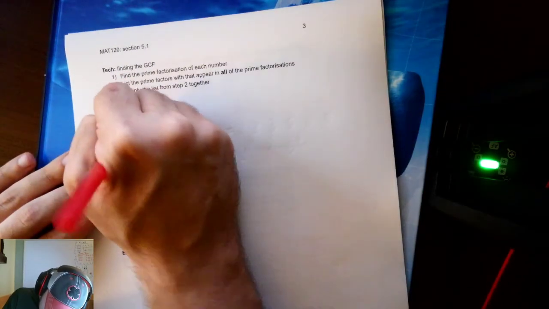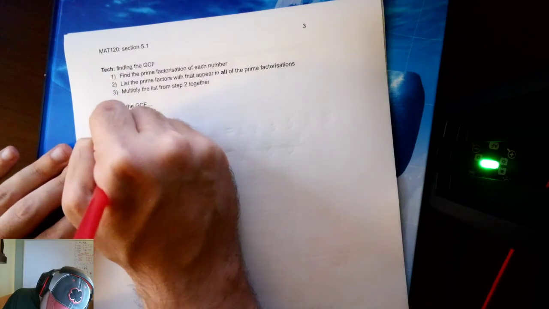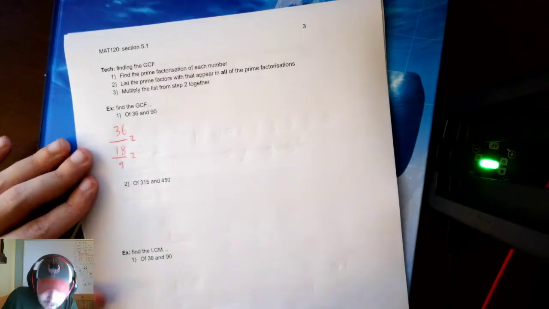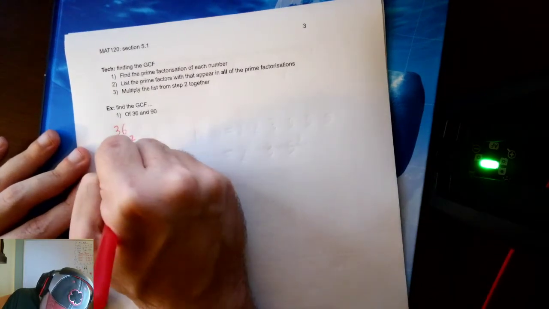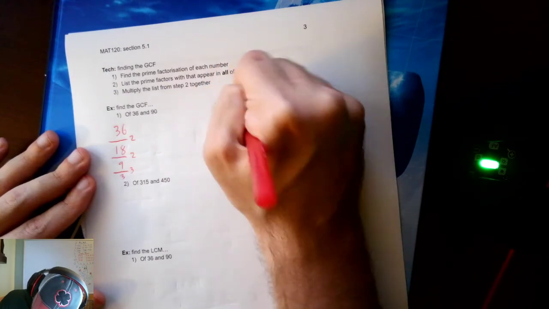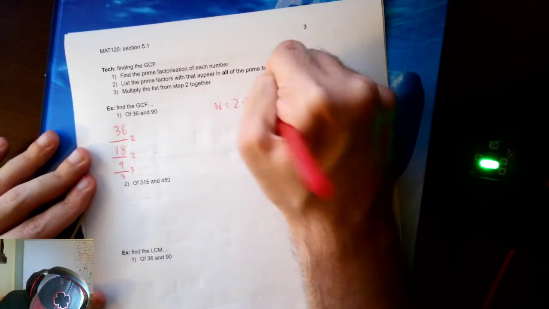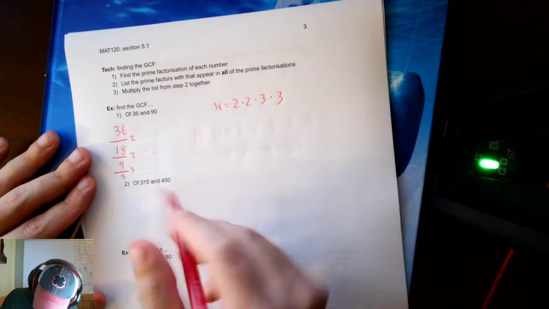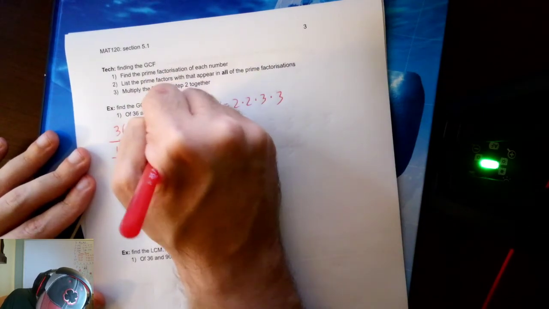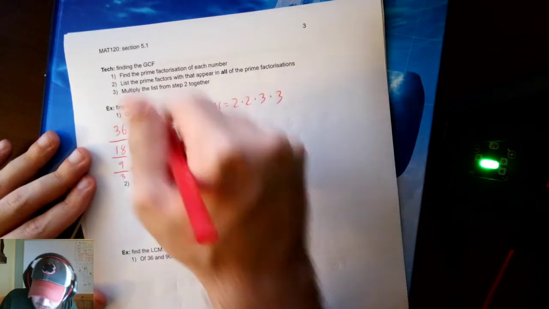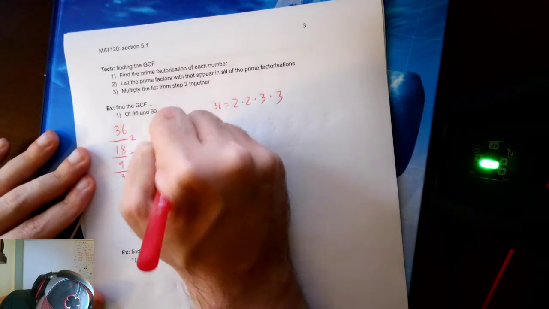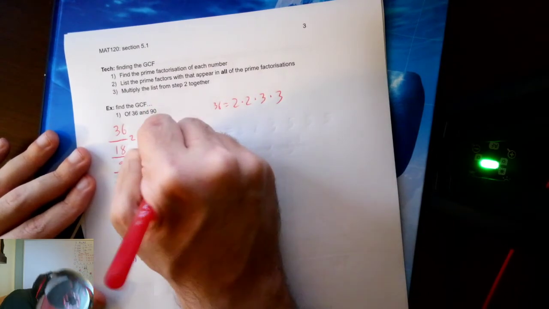So, let's break 36 down. It divides by 2 to give me 18, which divides by 2 to give me 9, which divides by 3 to give me 3. So 36 equals 2 times 2 times 3 times 3, right? 2, 2, 3, 3. And then 90 divides by 2 to give me 45. 2 doesn't work anymore. I've got to move on to the next one. 3 to give me 15. 3 again to leave me with 5.